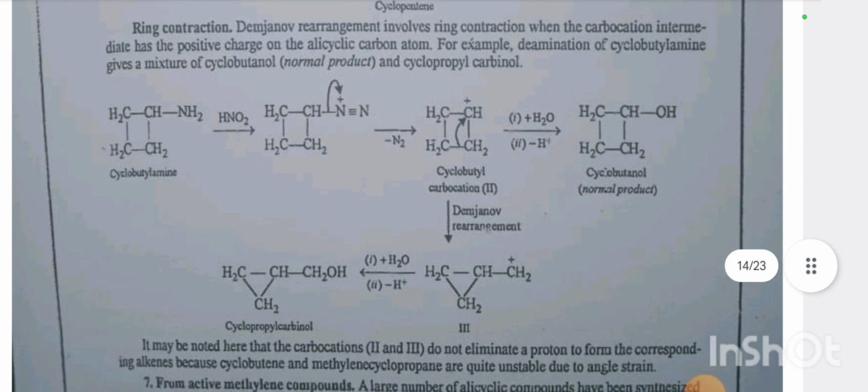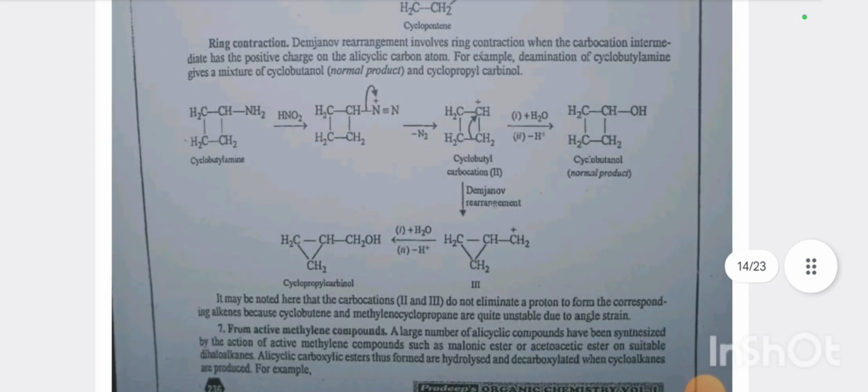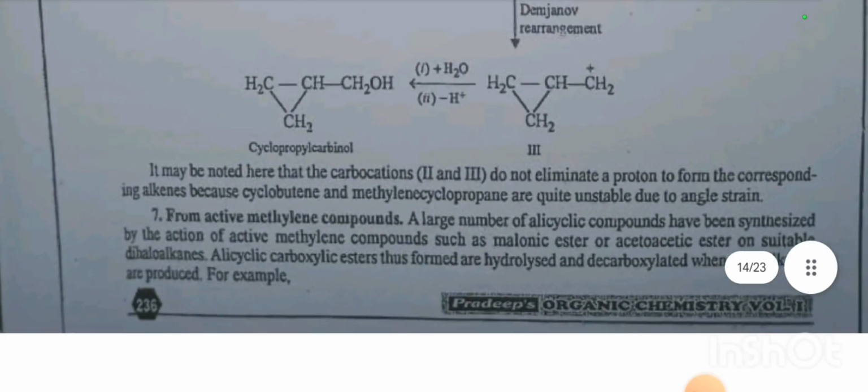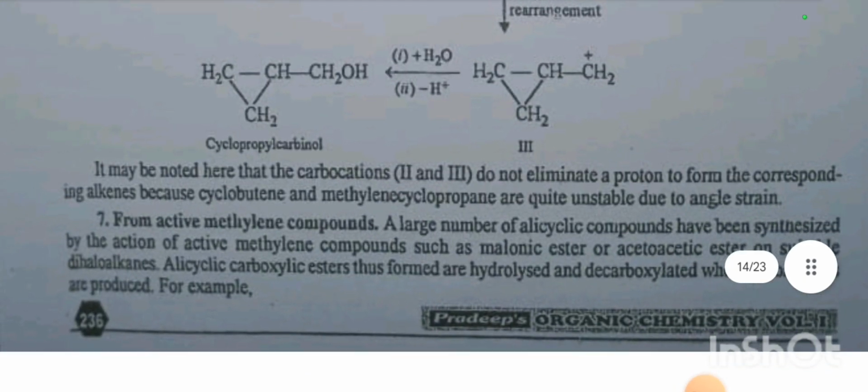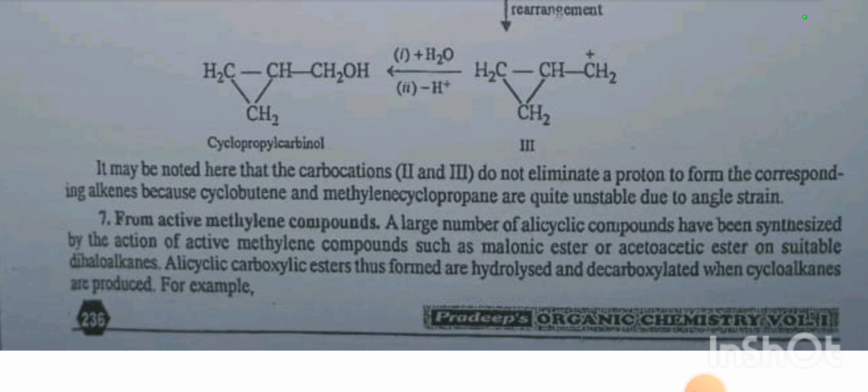Ring contraction. Demjanov rearrangement involves ring contraction when the carbocation intermediate has the positive charge on the alicyclic carbon atom. For example, deamination of cyclobutylamine gives a mixture of cyclobutanol and cyclopropylcarbinol. It may be noted here that the carbocations do not eliminate a proton to form the corresponding alkenes, because cyclobutene and methylenecyclopropane are quite unstable due to angle strain.